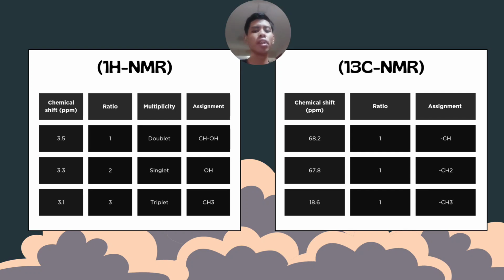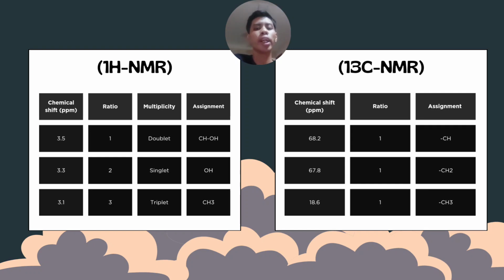Okay, now let's go into the 13C NMR spectrum table. Let's interpret each peak. We start from 68.2 ppm. The ratio is 1 carbon. Assignment: this is the carbon bonded to the hydroxyl group, CH. Carbon bonded to electron-withdrawing groups like OH appears downfield, which means higher ppm.